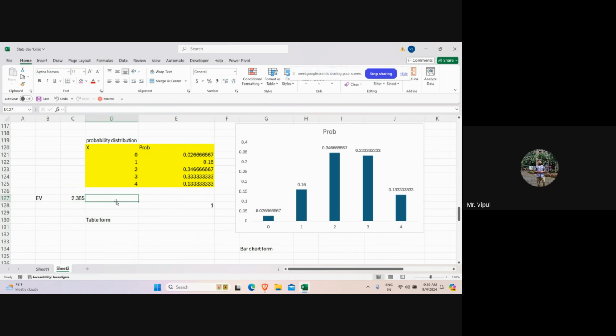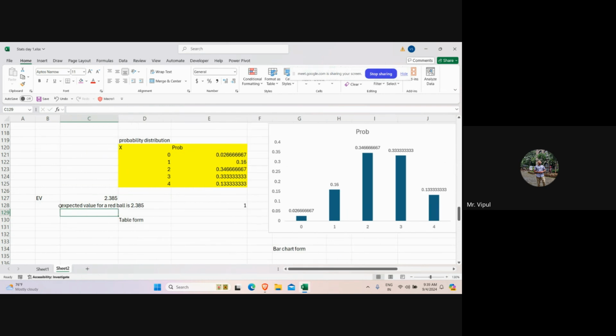So expected value should be interpreted as the average value you get after the experiment has been conducted an infinite number of times. For example, expected value for a red ball is 2.385. This means that if you conduct the experiment and play the game infinite times, the average number of red balls per game would end up being 2.385. It means however many times you play this game, the average number of red balls will come to at most 2.385. 4 will not come at all.